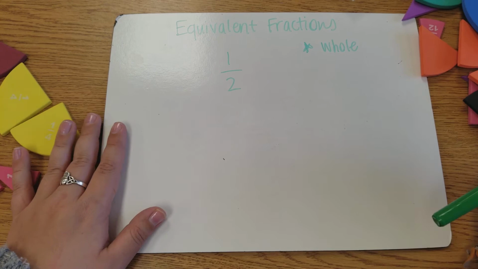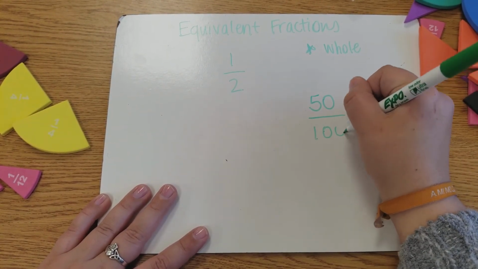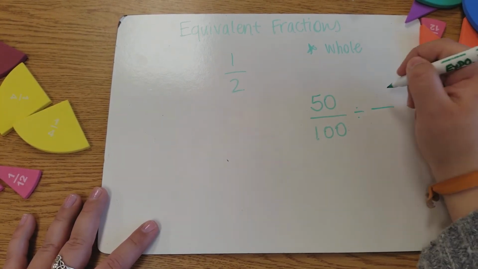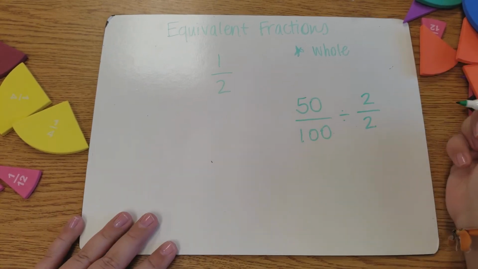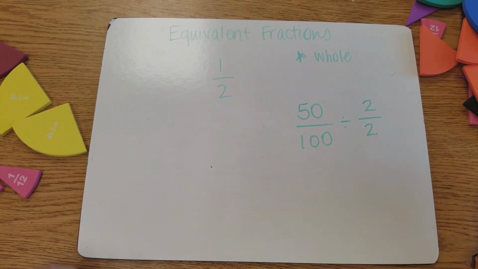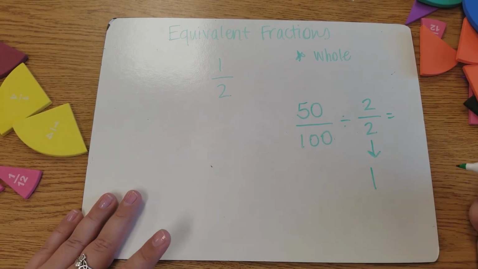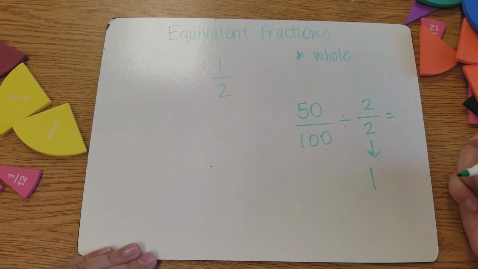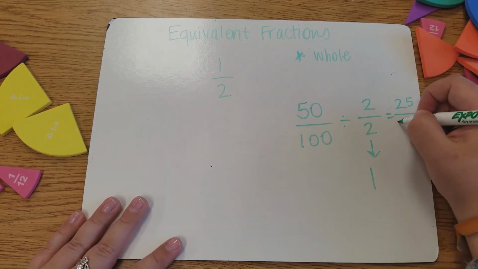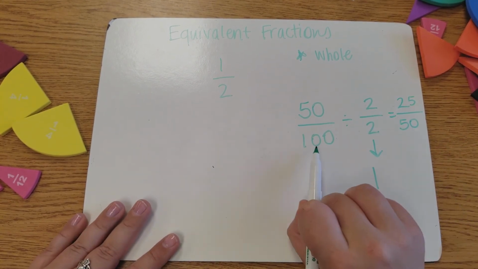Another way is by making them smaller. So if we started out with a big fraction, like 50 out of 100, you can make it smaller. We talked about how as long as you do the same thing to the top and the bottom, to the numerator and the denominator, you're not actually changing what the amount equals, you're just changing the numbers. Because 2 over 2 is equal to 1, so you're really dividing by 1. But if we divide 50 by 2, we get 25. 100 divided by 2 is 50. So 25/50ths is equivalent to 50/100ths.